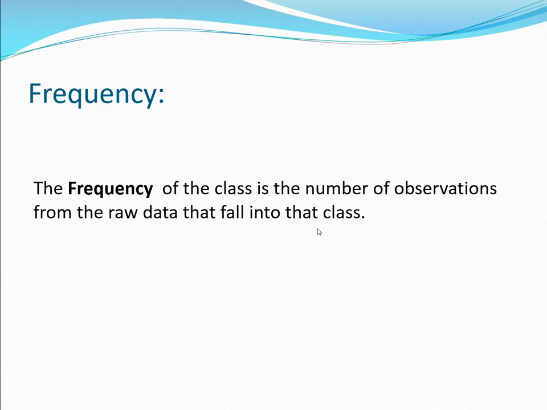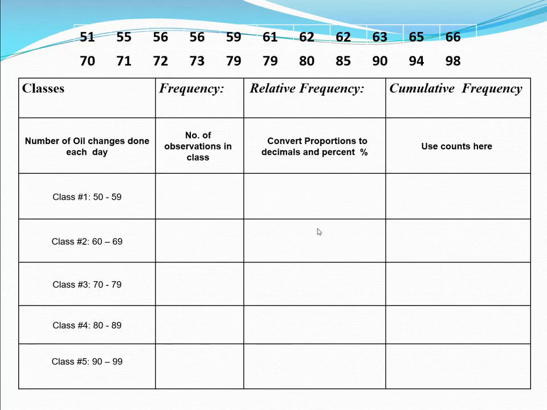Well, frequency is just the number of observations that fall into that bin or class. So here we have our information in ascending order, and we are going to find in class 1 we have 1, 2, 3, 4, 5, 5 observations. 5 days have oil changes between 50 and 59. For class 2, we have 1, 2, 3, 4, 5, 6. 6 days fall in between 60 and 69 oil changes.